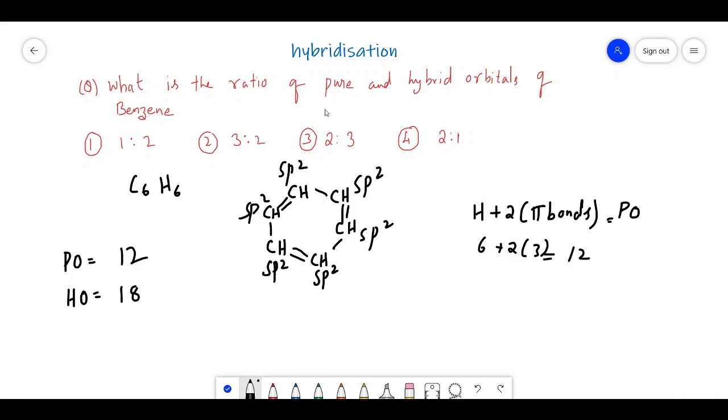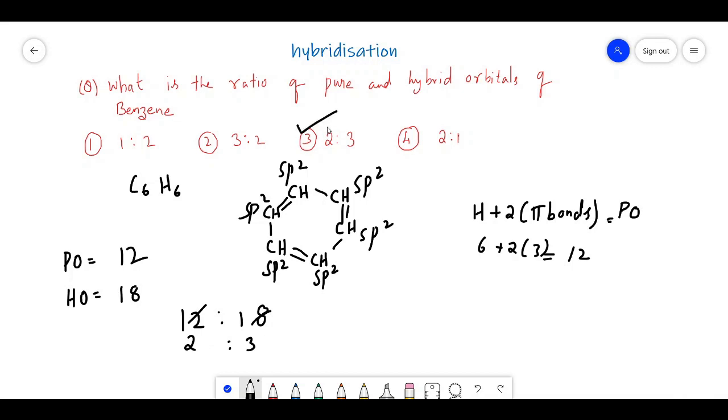Now the question is asking for the ratio. What does the ratio mean? Pure and hybrid. So it is 12 is to 18. If you simplify this, 12 is 6 two times and 18 is 6 three times. So the answer is 2 is to 3. So the third option is the answer.